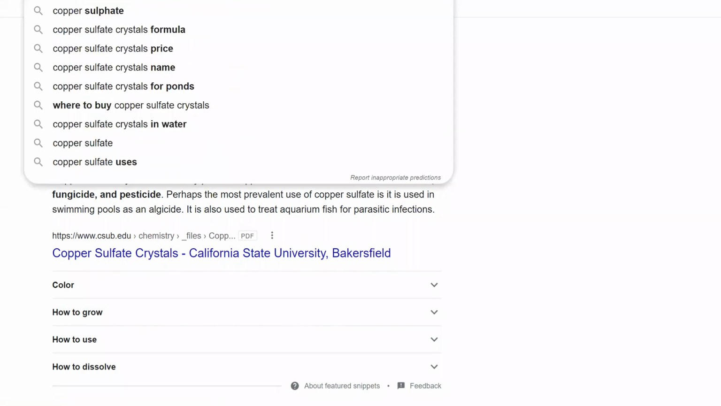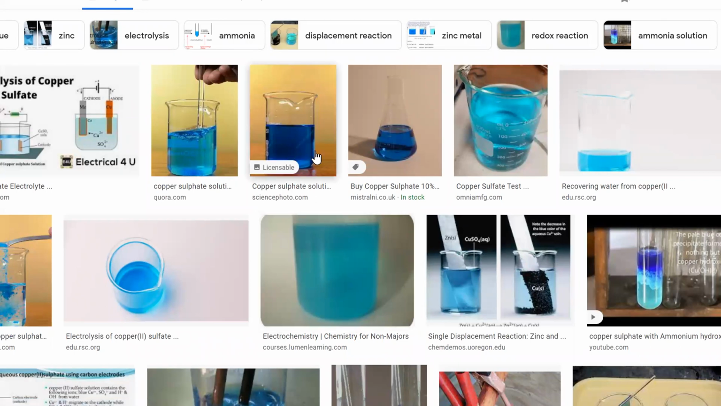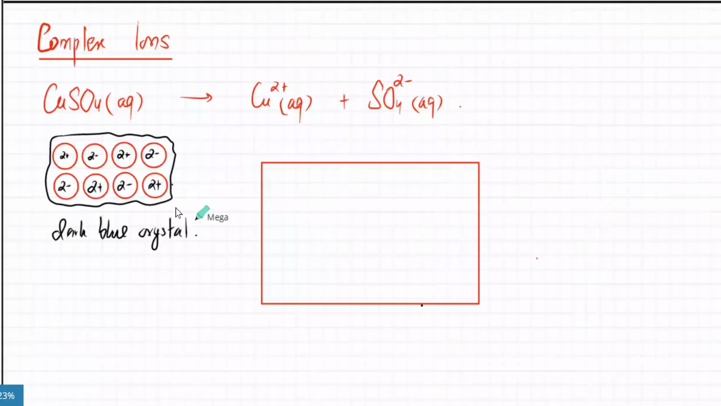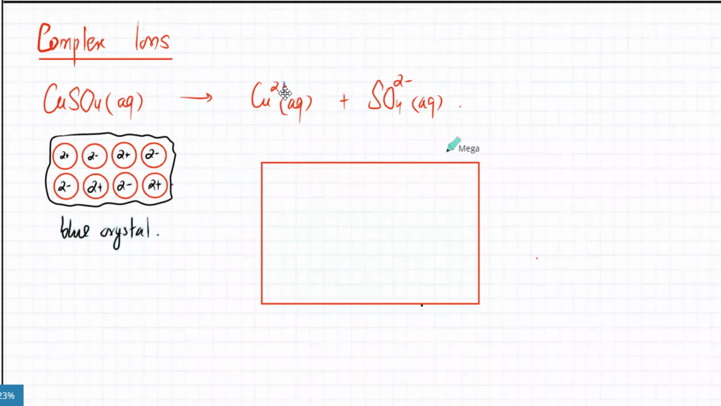And when you mix it in water, it forms copper sulfate aqueous, which is this blue solution, or sometimes a dark blue solution, depending on the concentration of copper sulfate. So this is what we are doing. We've got these blue crystals, forget the dark word, and they're turning into this blue solution of copper sulfate aqueous.